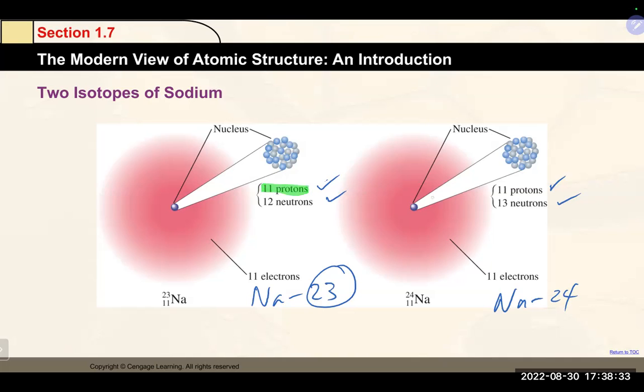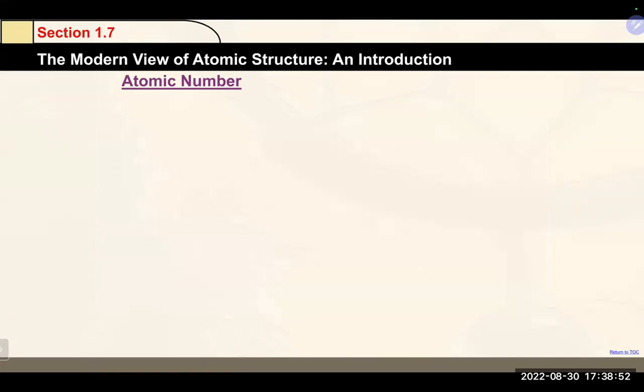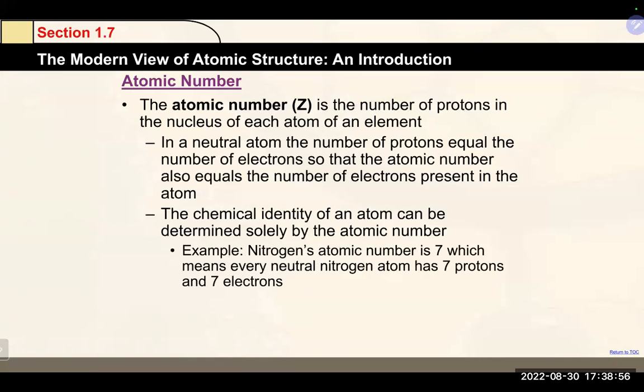11 here, 11 here. So it really is the number of protons in the nucleus which determines what element you are dealing with. And as long as you don't change the protons, which normally does not happen in a normal chemical reaction, then you will obviously have the same element. So let's talk a little bit about that number, which is what is known as the atomic number.